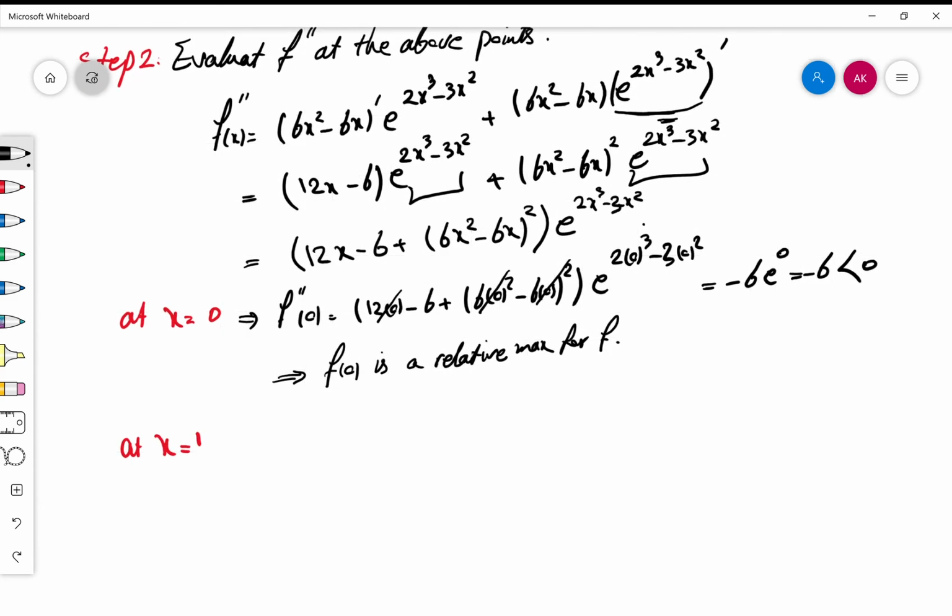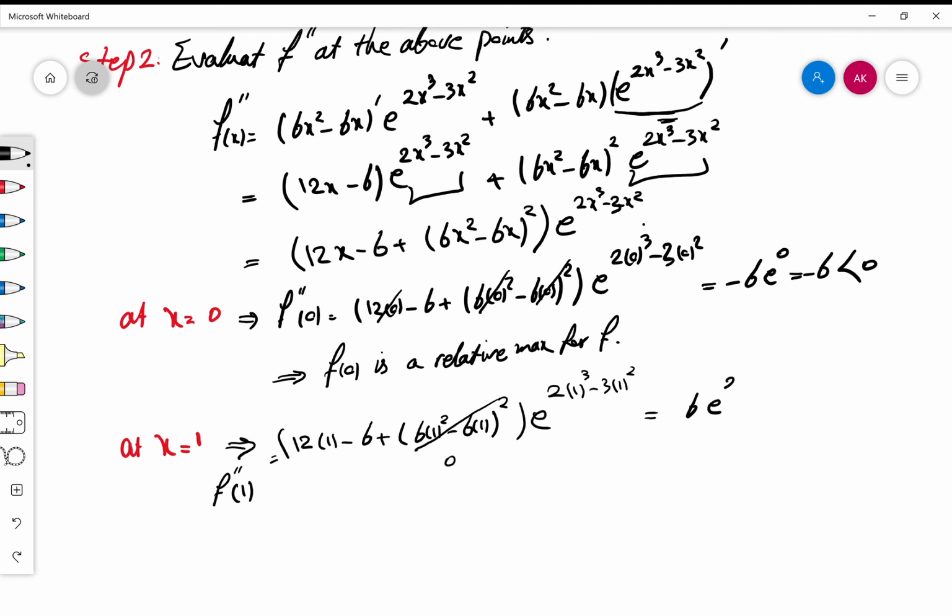And let's do the other one, f double prime at 1: 12 times 1 minus 6 plus 6 times 1 squared minus 6 times 1 squared, times e to the power 2 times 1 cubed minus 3 times 1 squared. And what we get here is, this is 6 minus 6, this piece is 0. This is 12 minus 6 is 6, times e to the power 2 minus 3.